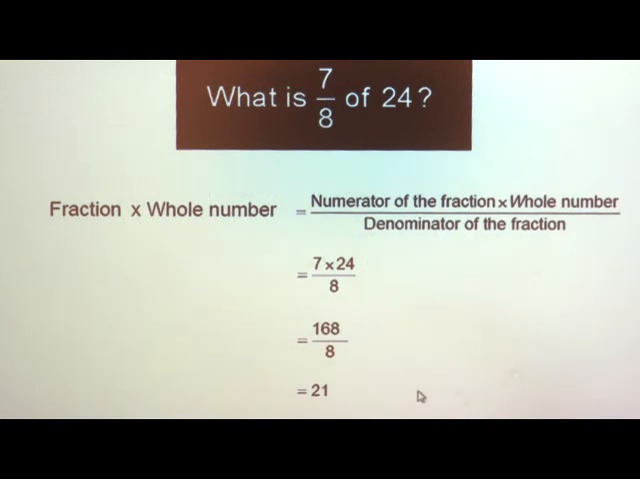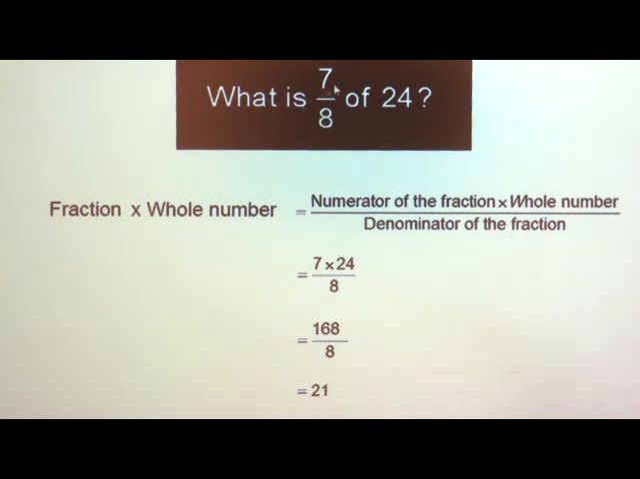Now, one more example we will see. What is 7 upon 8 of 24? What is the meaning of this? Yes, 7 upon 8 of 24 means 7 upon 8 times 24 is how much? It is given as a question mark here. So, we have to go for the multiplication. The fraction multiplied by a whole number, as we have just learned, is equal to the numerator of the fraction multiplied by the whole number upon the denominator.